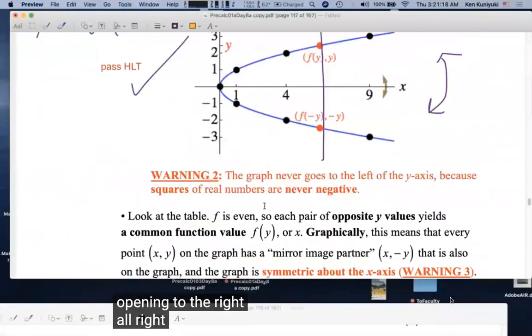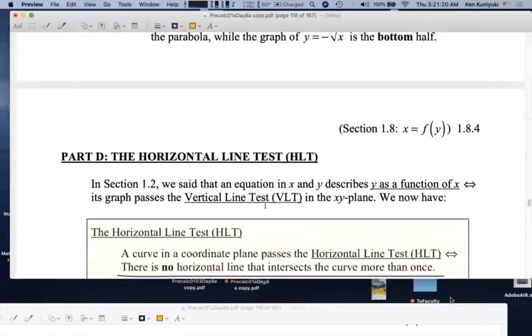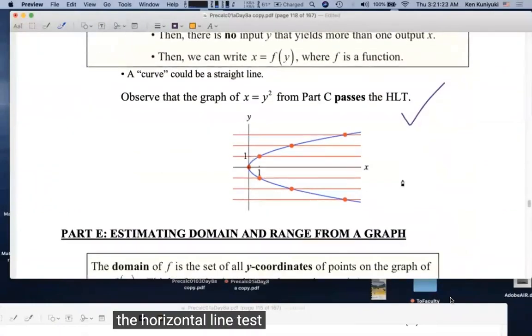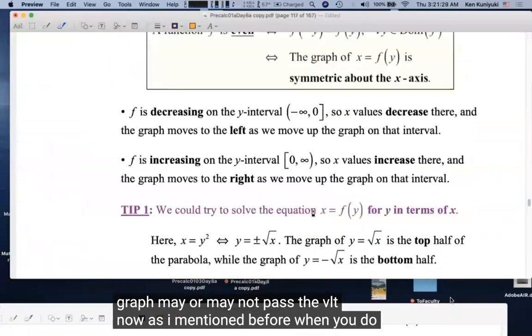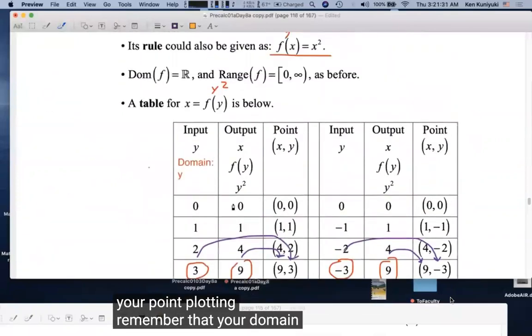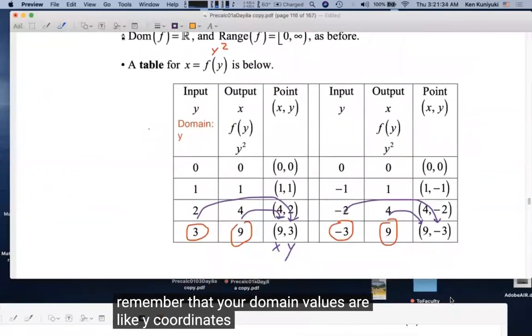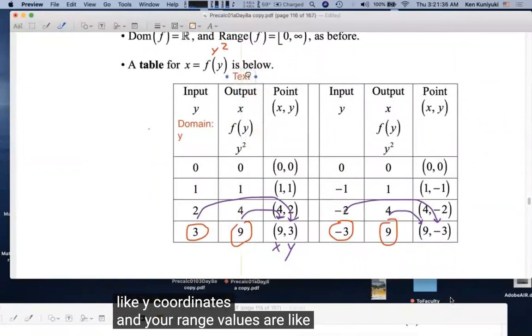All right. The horizontal line test. And then the graph may or may not pass the HLT. Now, as I mentioned before, when you do your point plotting, remember that your domain values are like y coordinates and your range values are like x coordinates.